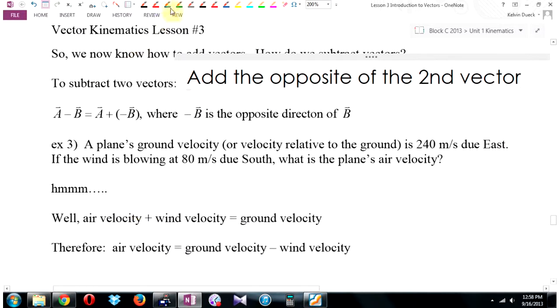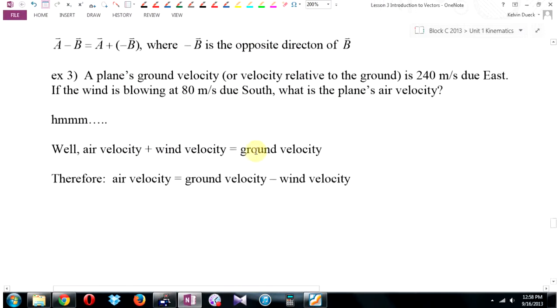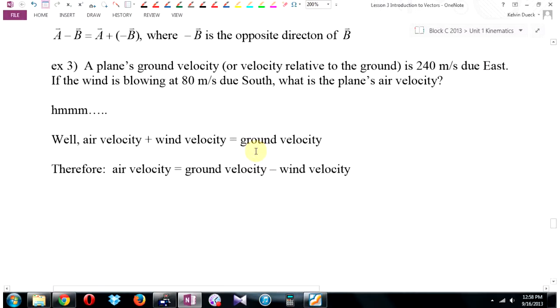So if you ask me to go vector A take away vector B, I don't. I say that's the same as vector A plus the opposite of vector B, pointed in the opposite direction of vector B. So, example 3. A plane's ground velocity, what the radar is measuring, is 240 meters per second due east. The wind is blowing at 80 meters per second due south.